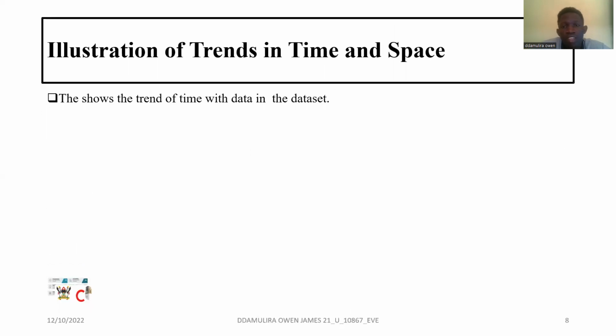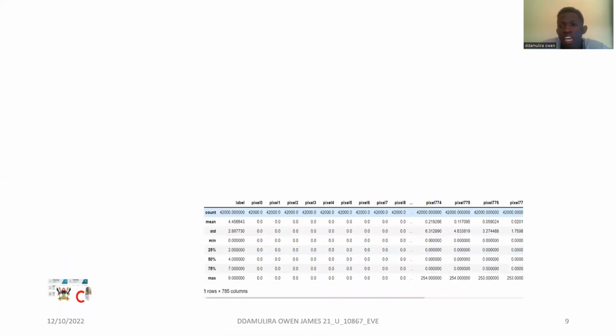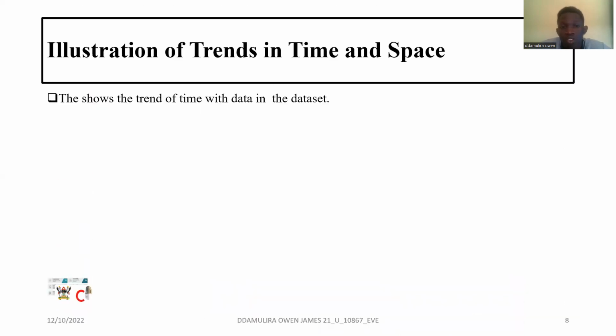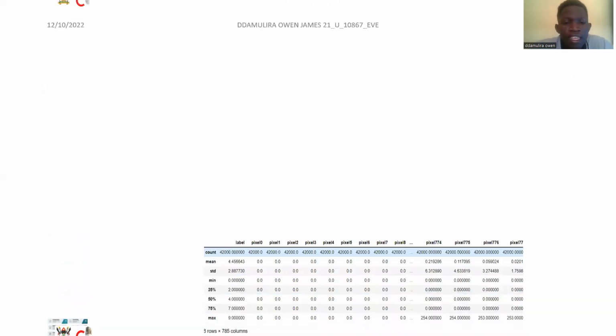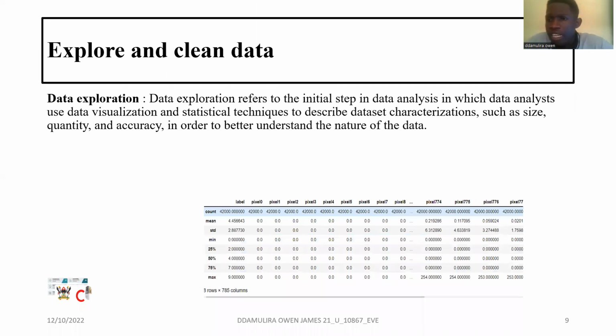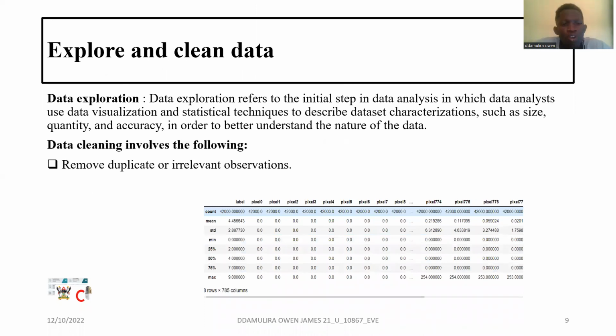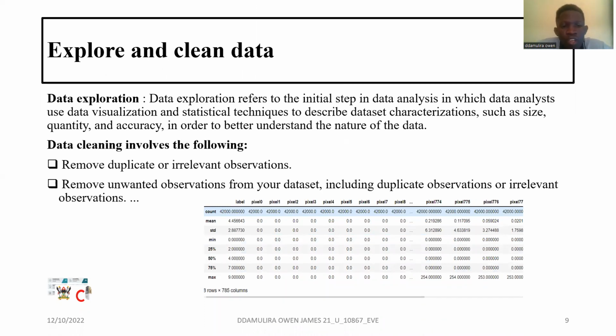Then time series plots enable us to determine how time varies with certain columns, and this is also implemented in the notebook. Then I come to exploring and cleaning data. This involves removing duplicate values, missing values, and unwanted observations from data sets. If you look at my columns, I have a label column, and if you look at pixel 0, its mean is 0.00.